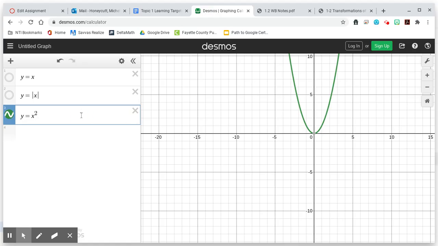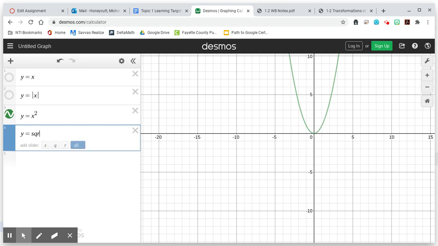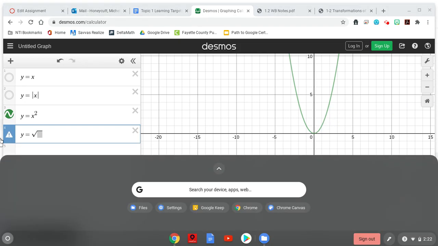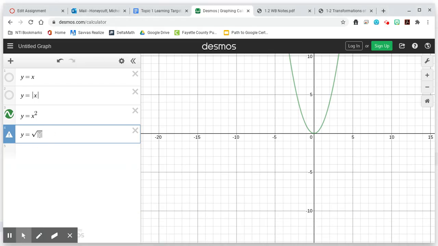And then our last parent function you'll see is the square root function. So y equals the square root of x. We'll have this shape. Okay, so those are our parent functions. Now what we're going to do today is we're going to move these guys around and see what happens.